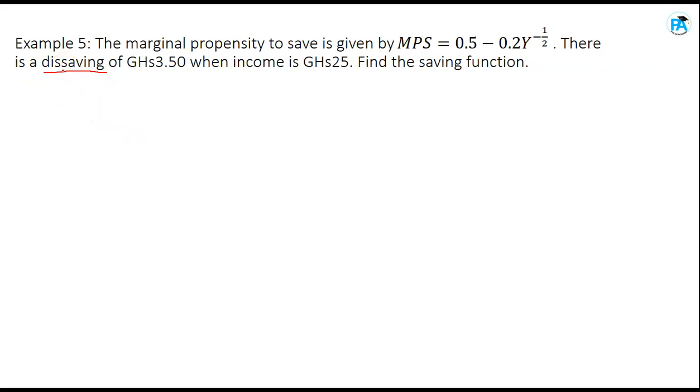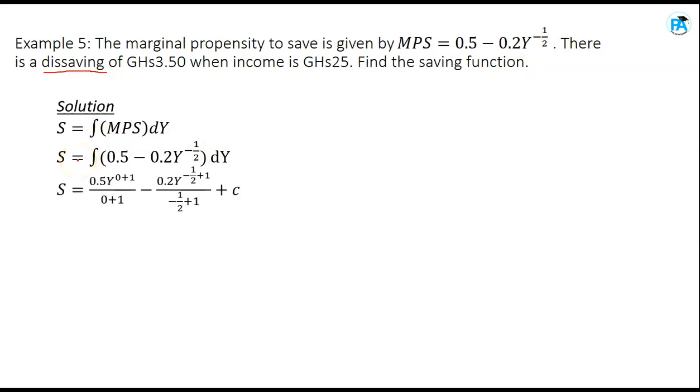Always read a question. I always tell you, read questions properly before you jump into answering it. There is a what? Desaving, not saving, but desaving of 3.5 Ghana cedis when income is 25 Ghana cedis. Find the savings function. So just like we've been doing initially, the integral of MPS, marginal propensity to save, should give you the savings function. So if that is the case, then when you integrate 0.5 minus 0.2y exponent negative 1 over 2 with respect to y, you should get a savings function, isn't it? So we integrate it.